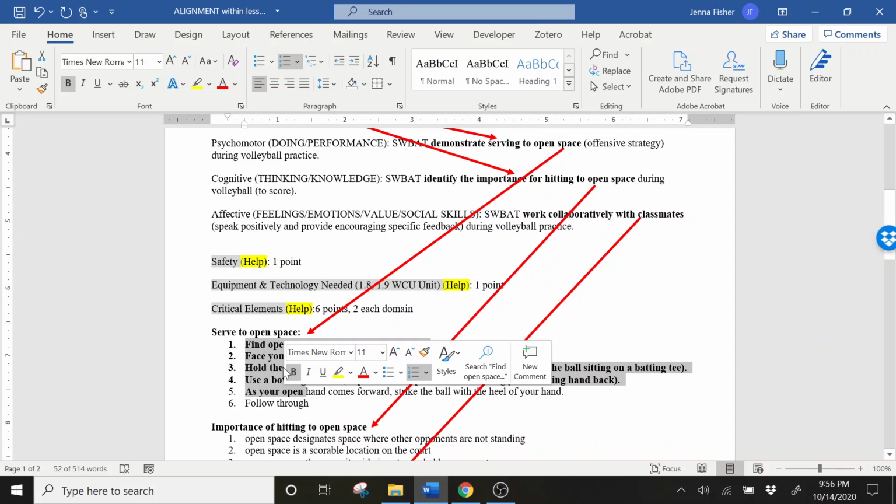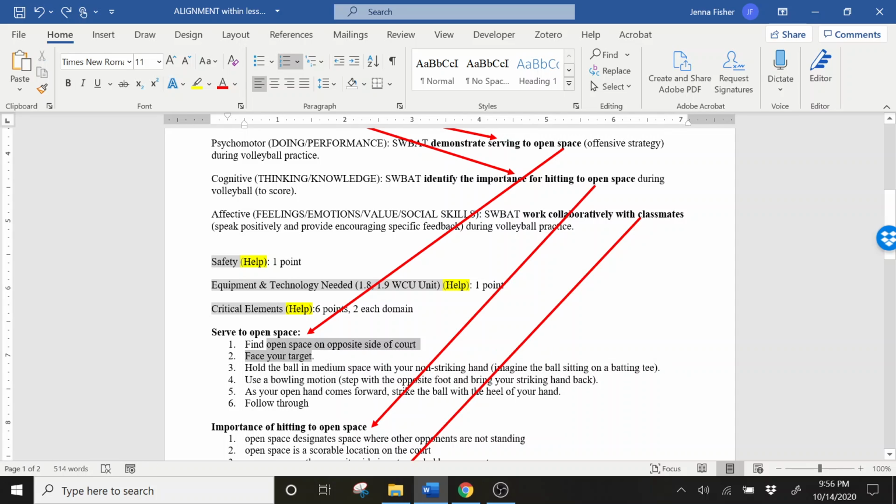So first, we need to find open space on the opposite side of the court. I need to face my target. I'm going to hold the ball in the medium space in the non-striking hand. I'm going to use a bowling motion with my striking hand, make contact with the ball, and then follow through. That's literally how to serve a volleyball.